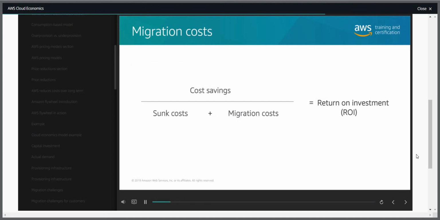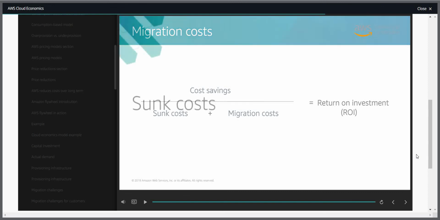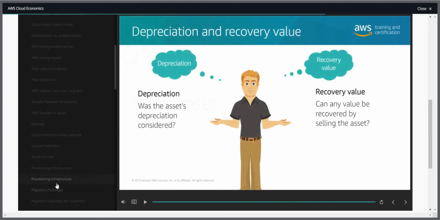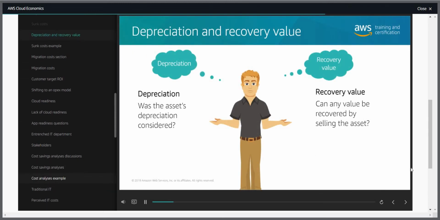When evaluating the relationship between cost savings, sunk costs, and migration costs, you can use a formula like this. Cost savings divided by sunk costs plus migration costs equals return on investment, or ROI. In this section, you will learn about sunk costs. Sunk costs are typically easy to calculate.